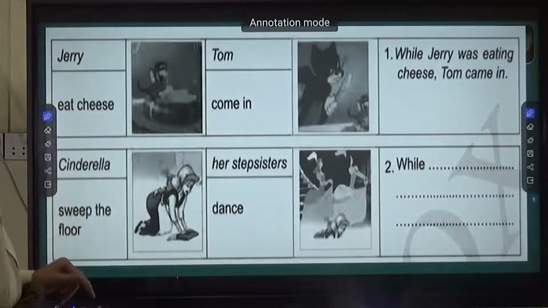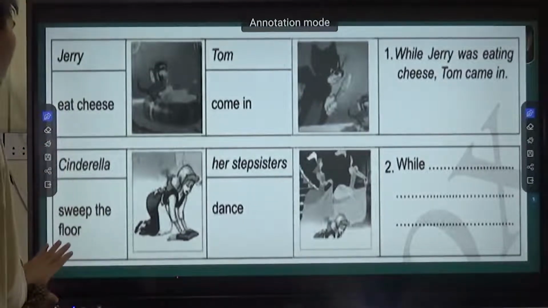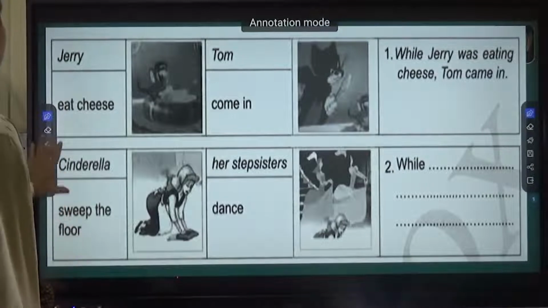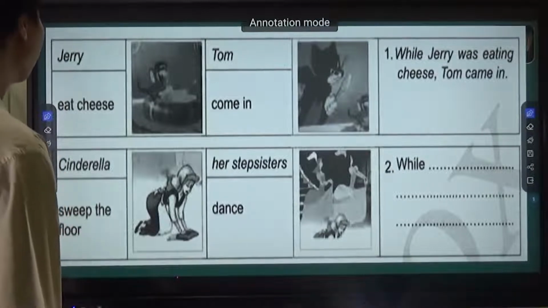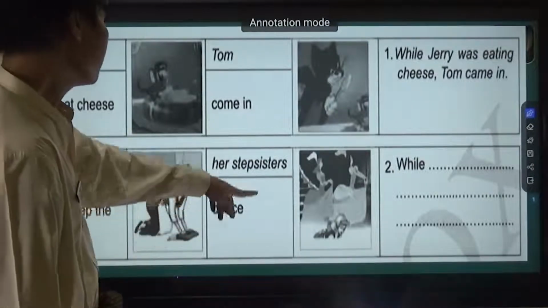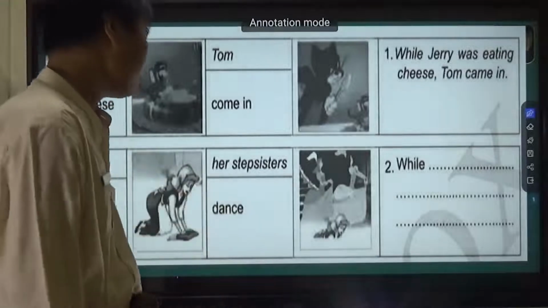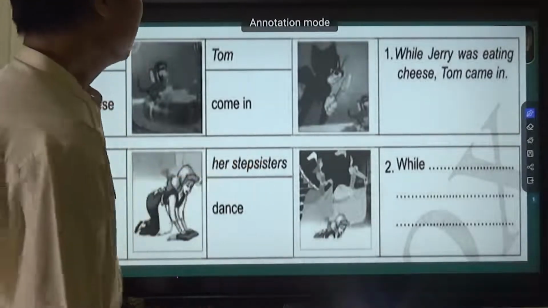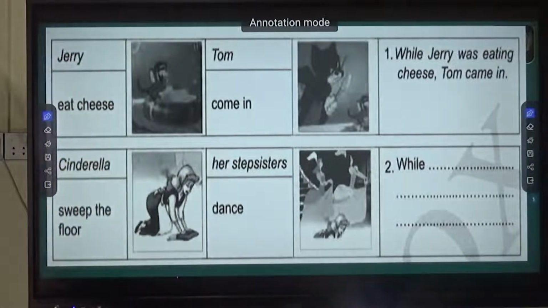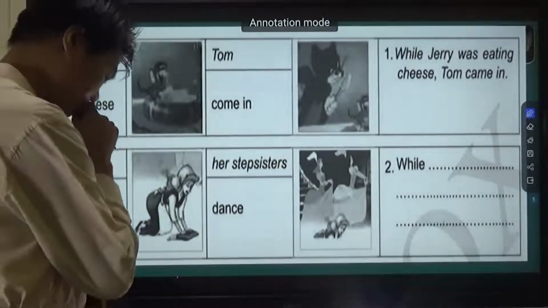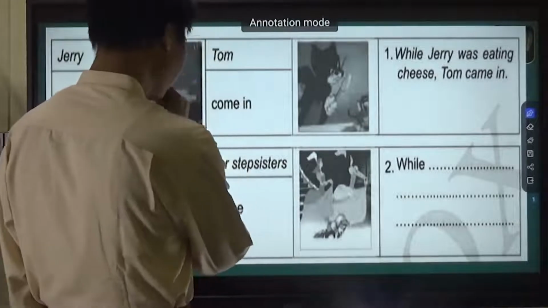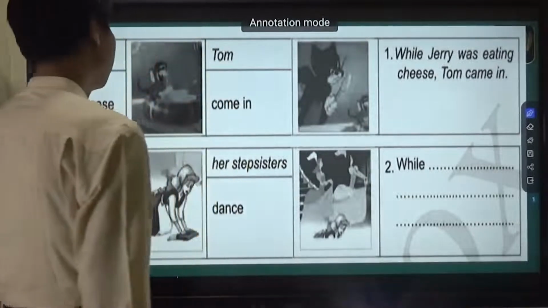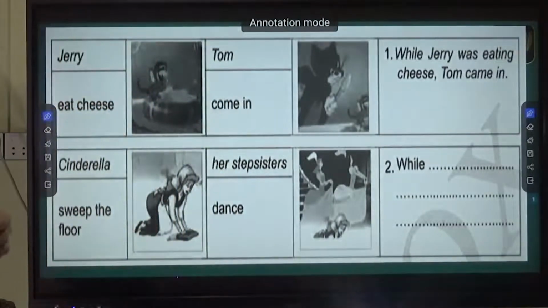Cinderella sweep the floor. Her sisters dance for. Eh, her step sister.